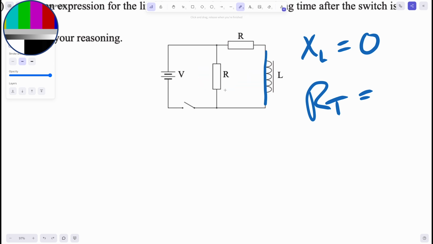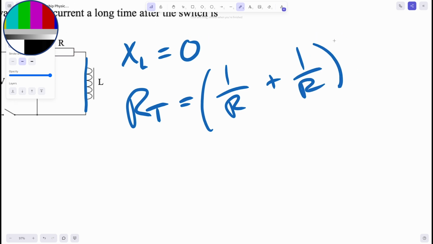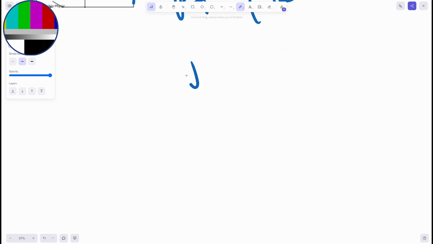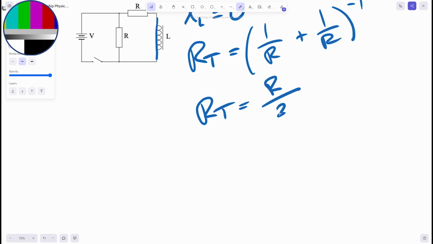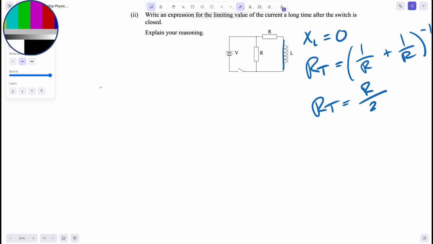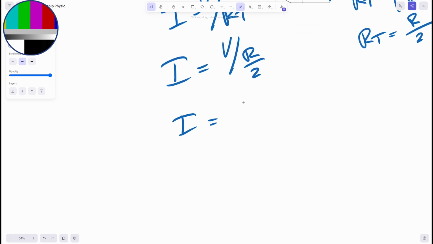As these two resistors are in parallel, that's going to be 1 over R plus 1 over R, all to the inverse, and therefore the total resistance is equal to R over 2. And therefore, again, as the current is equal to the source voltage over the total resistance, the current is going to be equal to V over R divided by 2, which is equal to 2V over R.